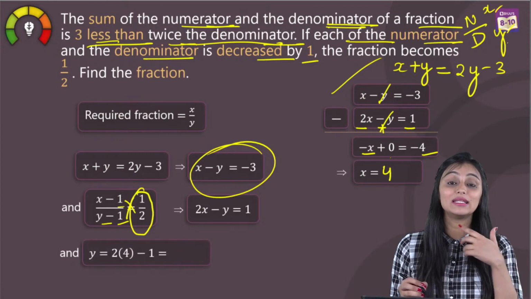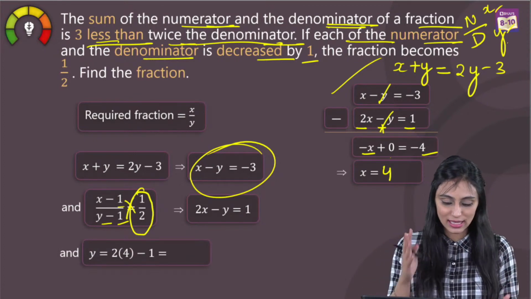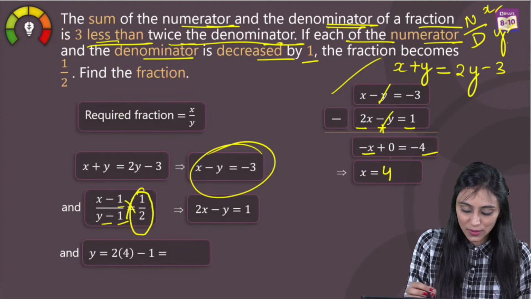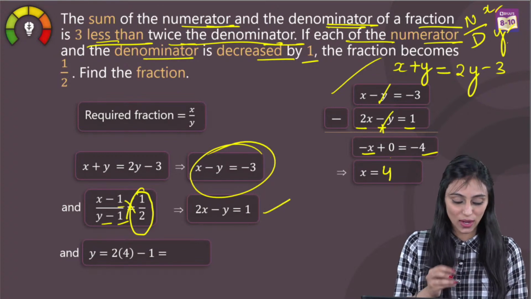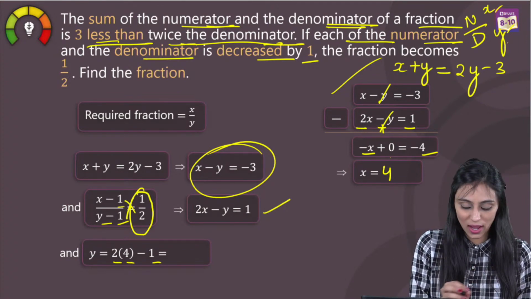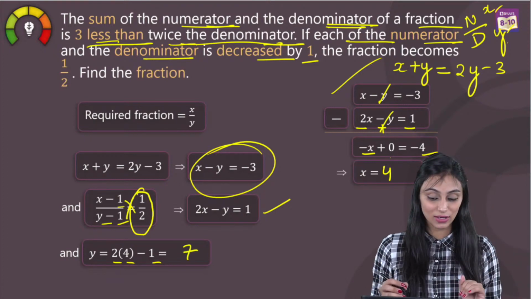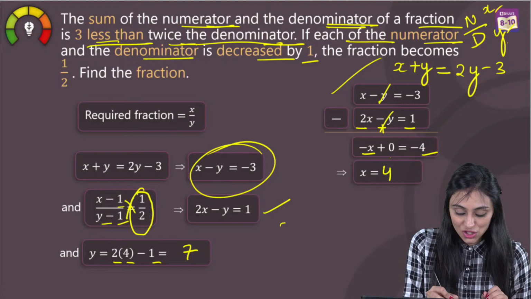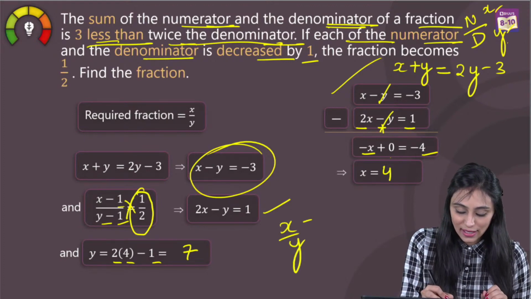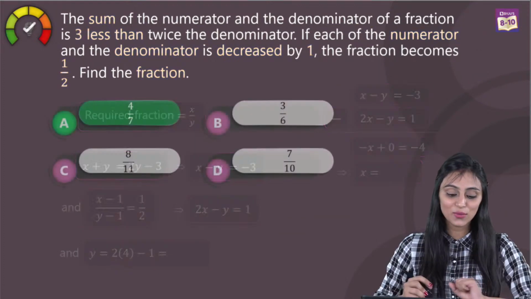Now what do we need? We need the value of y. Let's use any of the equations. Let's suppose we are using this equation, 2x minus y equals 1. So 2 times 4 minus 1, that will give us basically 7. 8 minus 1 is 7. That means the required fraction, it was x by y, that's going to be 4 by 7. That would be your final result.